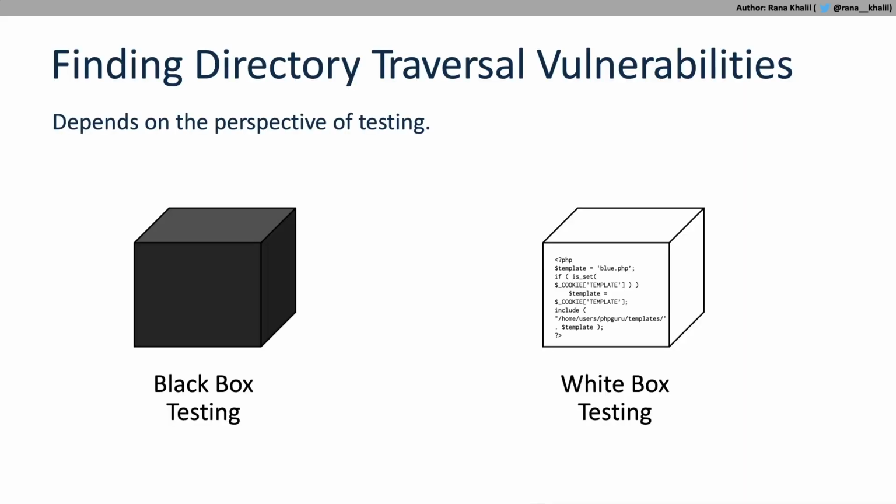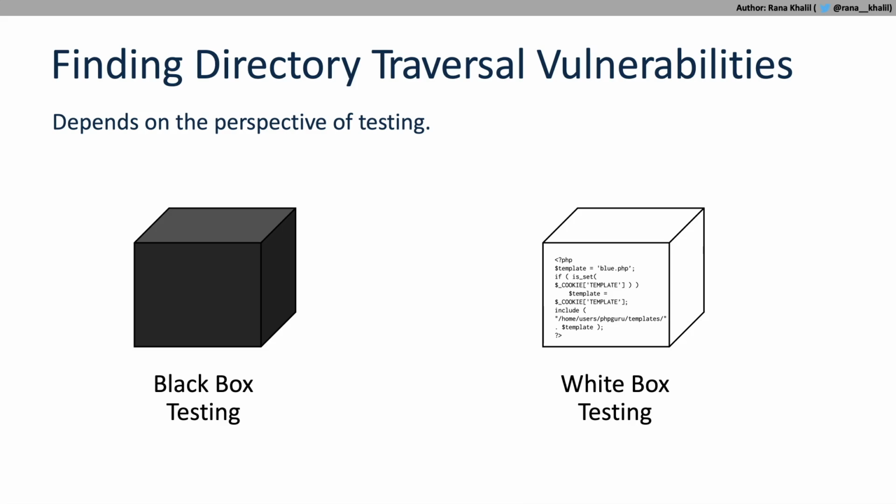I've decided to split this section into two categories depending on the perspective of testing. The two categories are black box testing and white box testing. For those of you that have never heard of these terms before, black box web application pen testing is when the tester is given little to no information about the system. Usually, the only information that the tester has access to is the URL of the application and the scope of the engagement. Whereas for white box web application pen testing, it's the complete opposite.